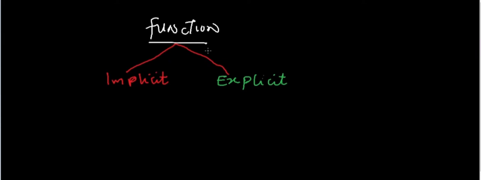So we have types of functions. We have implicit functions and we have explicit functions. So what is exactly an explicit function? From the word explicit, it is very clear. Explicit, when something is clear enough, clearly defined, it's explicit.